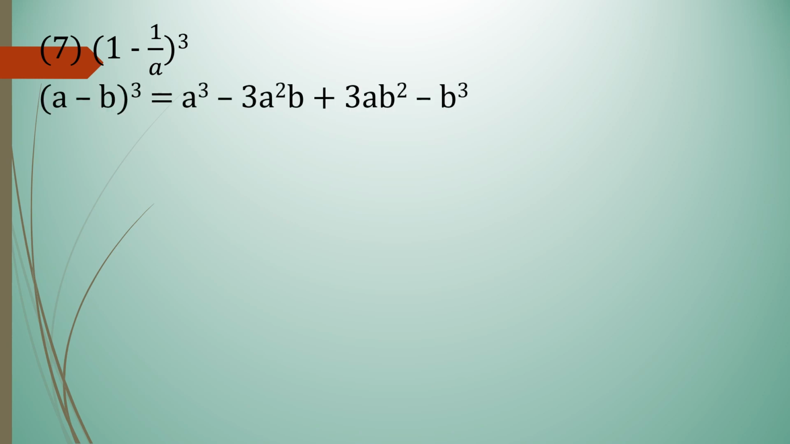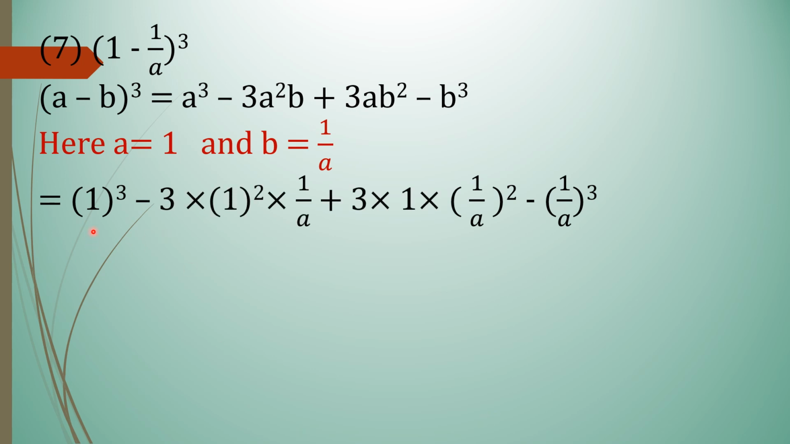Now students, let's move to our seventh question. What is given? 1 minus 1 upon a the whole cube. So you'll write down the formula first. A minus b the whole cube equal to a cube minus 3a square b plus 3ab square minus b cube. So here a is equal to 1 and b is 1 upon a. So next step, that is 1 cube minus 3 into 1 square into 1 upon a plus 3 into 1 upon a the whole square minus 1 upon a the whole cube.